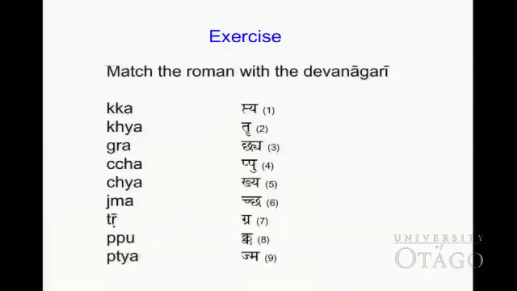Now exercise. You can download the form of conjunct consonants from Blackboard and learn how to write conjunct consonants together. Now, please make a small exercise, matching the Roman with the Devanagari. Try to do it. Kaka, numbers 1, 2, 3. Which one will match the kaka? Think before you see the answer.